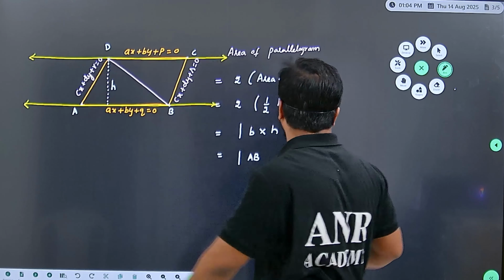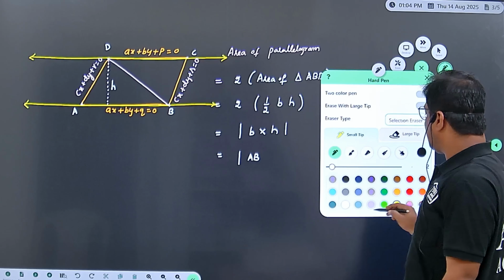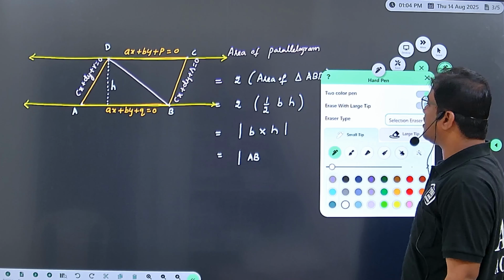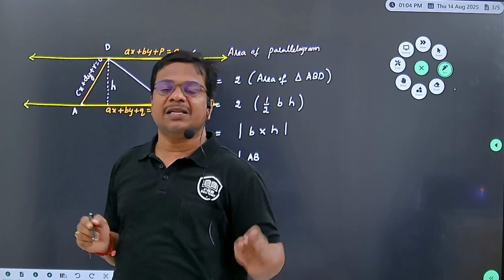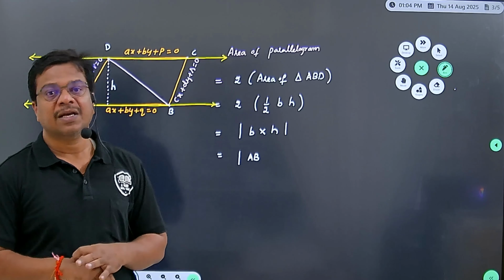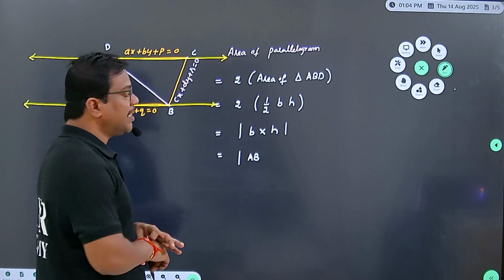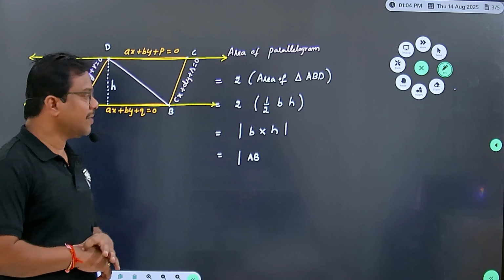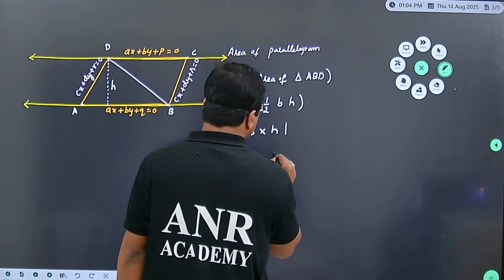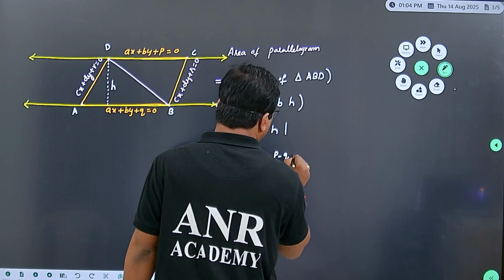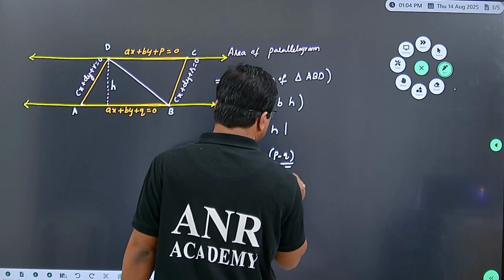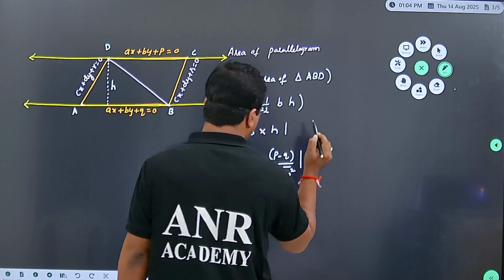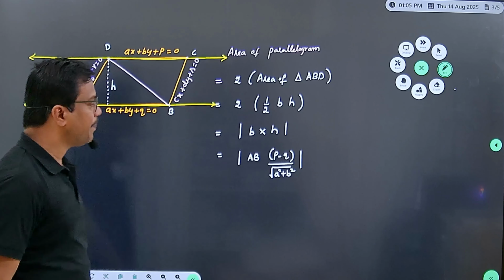Here the two lines are AX plus BY plus P equal to 0 and AX plus BY plus Q equal to 0. In the numerator you have to write the difference of constants, that is P minus Q. And in the denominator part you have to write root over A square plus B square. Yes, it is P minus Q divided by root over A square plus B square, whole modulus.